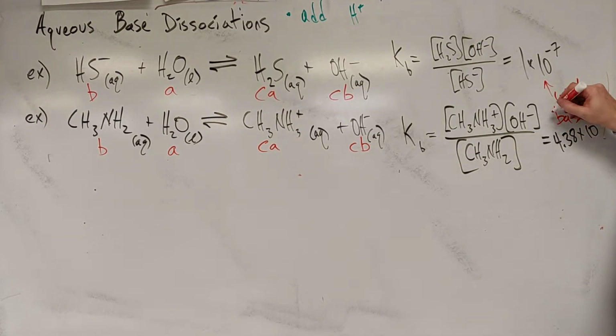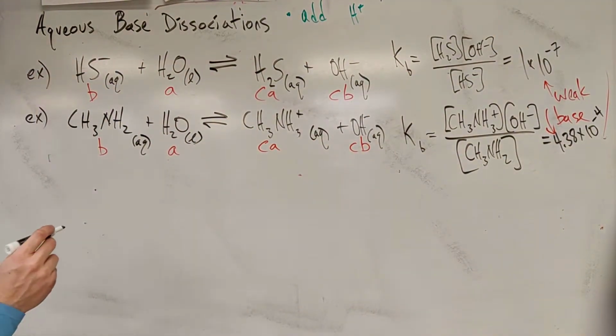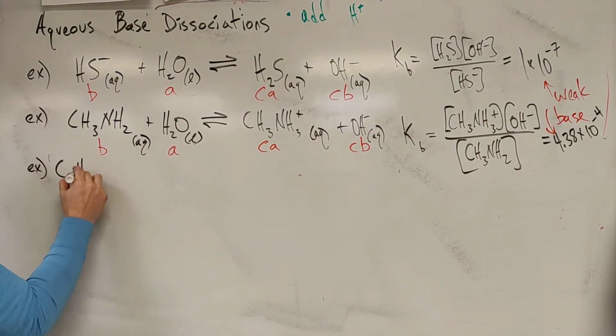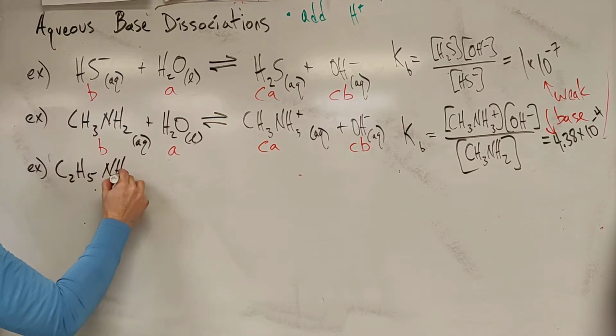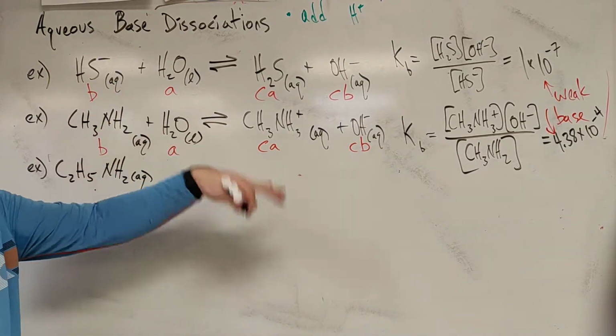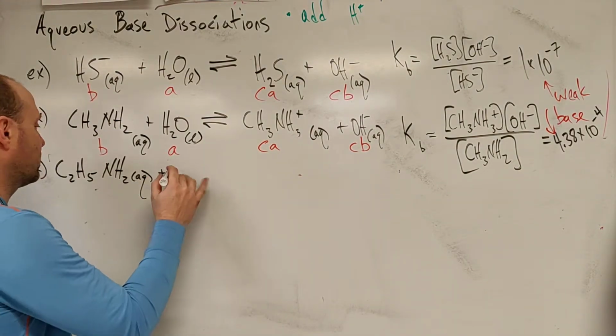P.S. Weak base, it's not large. All right, two more. We'll go C2H5NH2. Again, if it feels like this is monotonous, it's because it is. It's the exact same thing every single time. Base dissociation, add an H. From water, get something with another H plus, and OH minus.